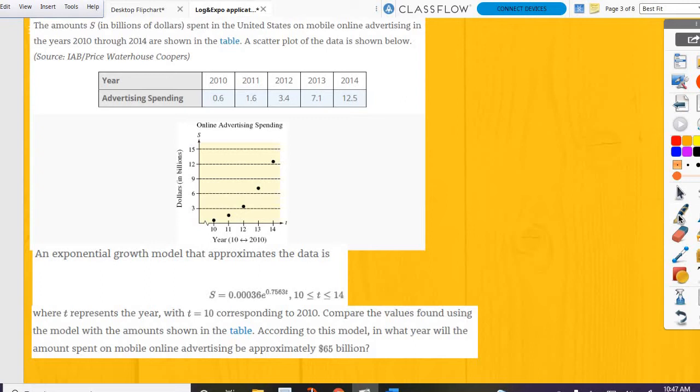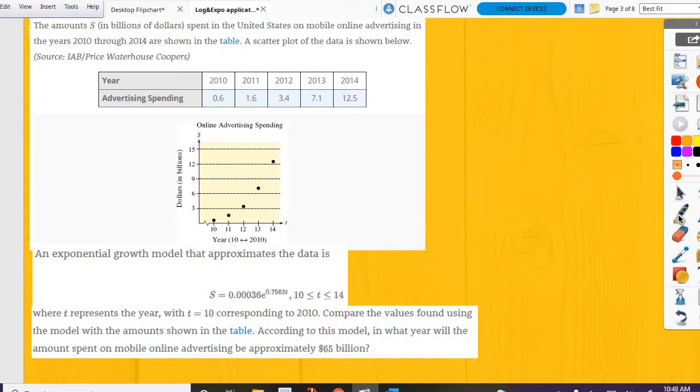Just by looking at the data, what type of pattern does it look like? Exponential growth, which is why they give us an exponential growth model. Now, it does limit us only between 10 to 14, because after that point, that model is not going to be as accurate. You would need a new model. And then it says where T represents the year, with T equals 10 corresponding to 2010. The first part asks us to compare the values using the model with the amounts shown in the table. Then, according to this model, in what year will the amount spent on mobile online advertising be approximately $65 billion?